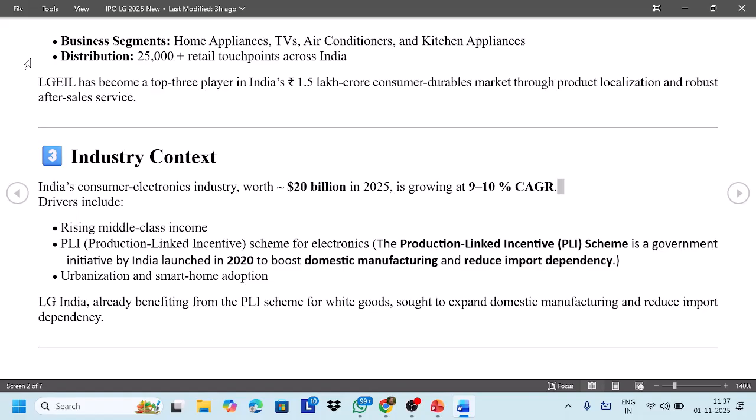Okay, now read this valuation justification, Mahalakshmi. At the upper band of 780 rupees, LG India's implied PE was 27x FY2025 per share. This positions it in line with Whirlpool and Voltas and below Dyson, despite higher scale and profitability. Investors viewed the pricing as fair to attractive, reflecting strong brand equity, steady growth, and low leverage. The post-listing premium of 18% validated the issue's pricing discipline and market confidence.